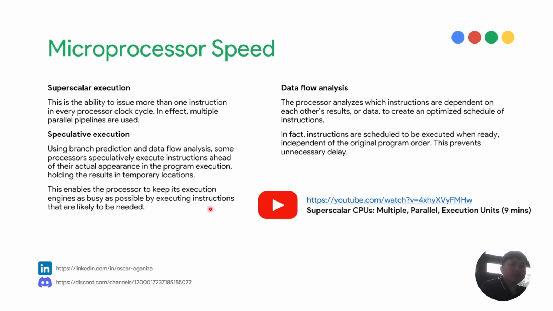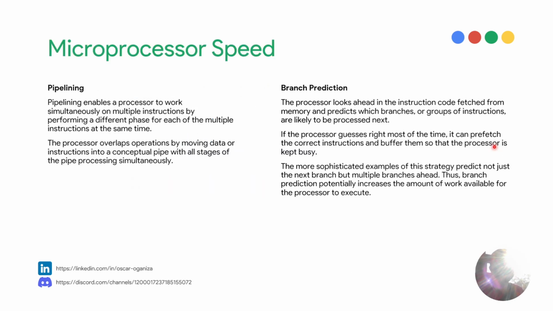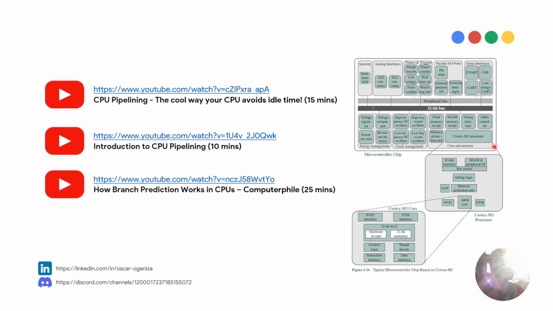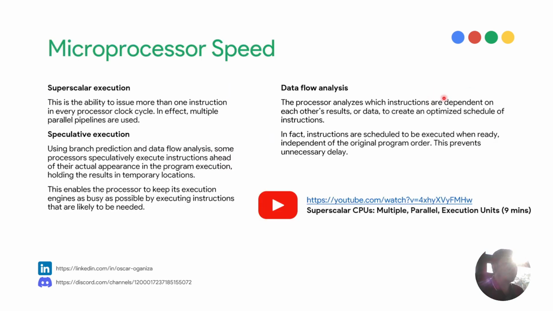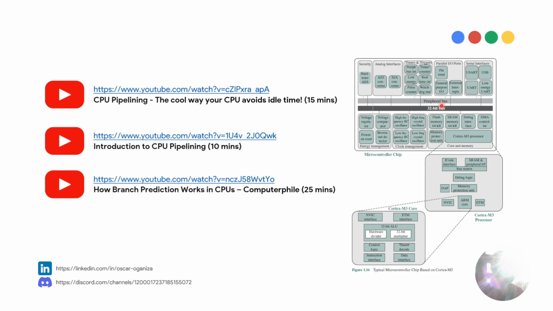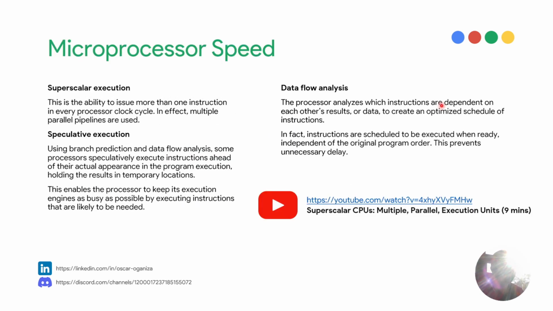Data flow analysis: the processor analyzes which instructions are dependent on each other's results or data to create an optimized schedule of instructions. In fact, instructions are scheduled to be executed when ready, independent of the original program order. This prevents unnecessary delay. It is somehow related to branch prediction, because you'll see it depends on the instructions, on what can be next in the set of instructions. So I think we can watch the following videos.